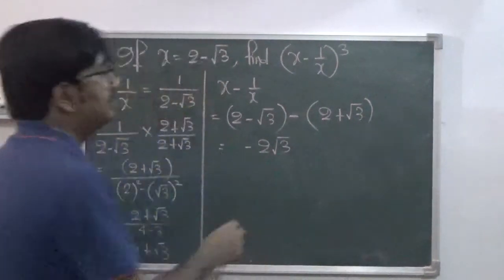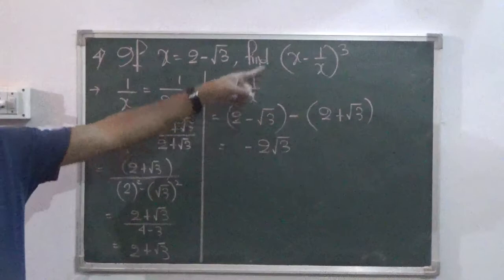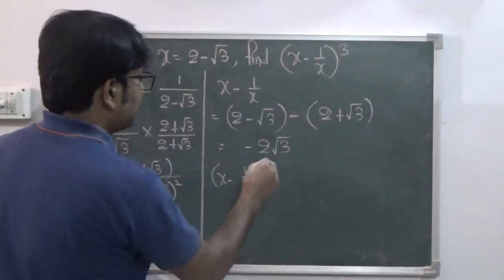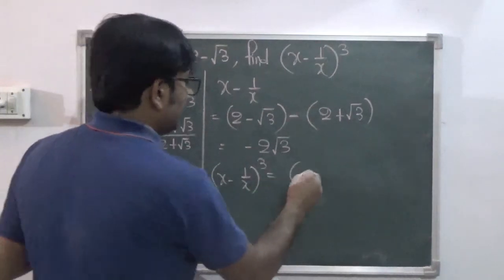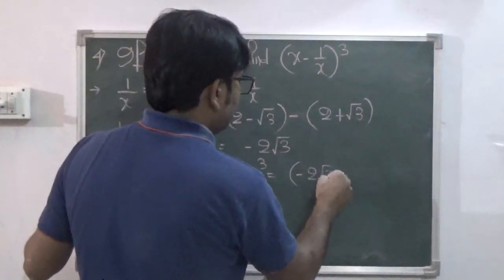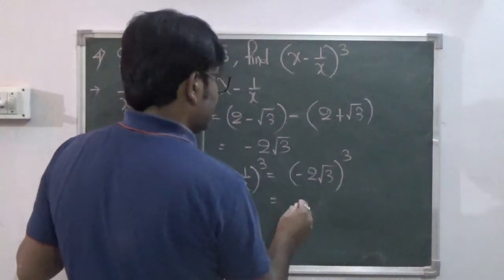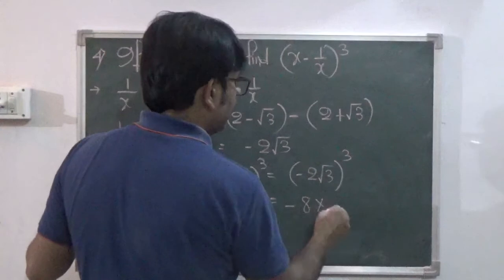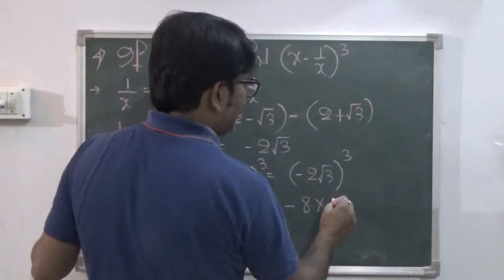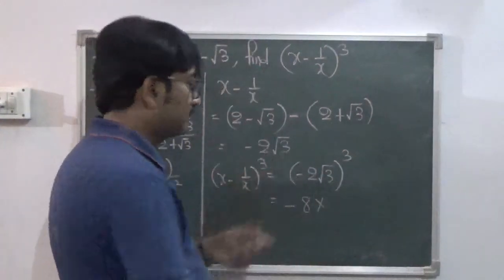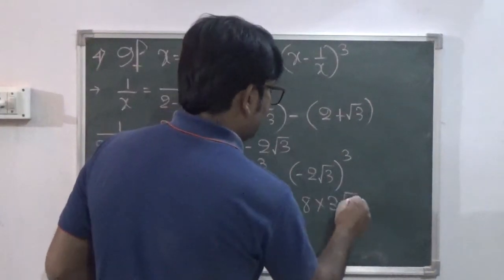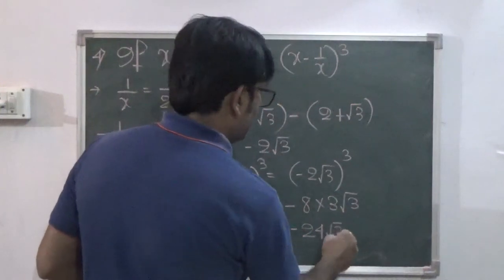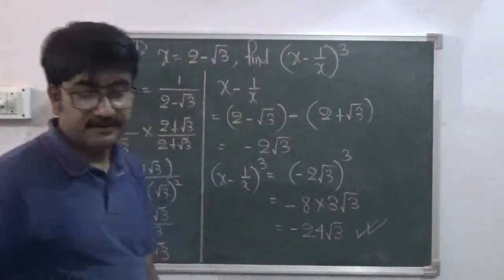Now you have to find the cube of this. So x minus 1 by x cube equals minus 2 root 3 cube. So it is minus 8 into root 3 cube. Root 3 into root 3 is 3, so 3 root 3. So it will be minus 24 root 3. So this will be the answer.